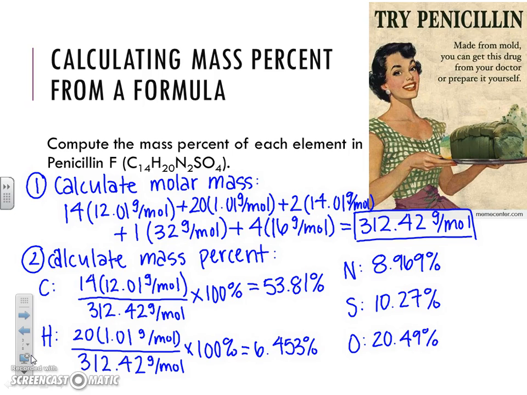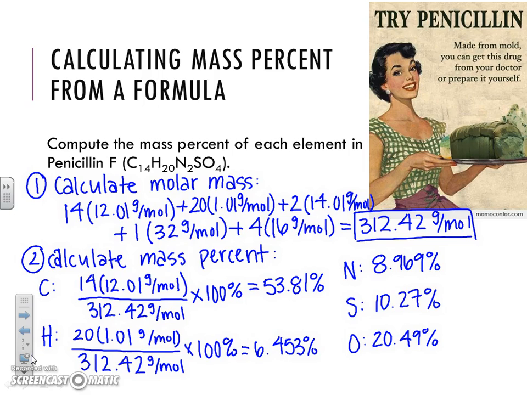20.49%. If you got something that is different than that, take a moment to go back and double check your work and see if you can figure out maybe where you went wrong. If you're really not sure, go ahead and raise your hand and ask me, and we will figure it out together.